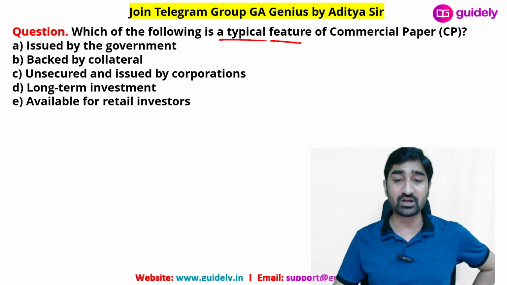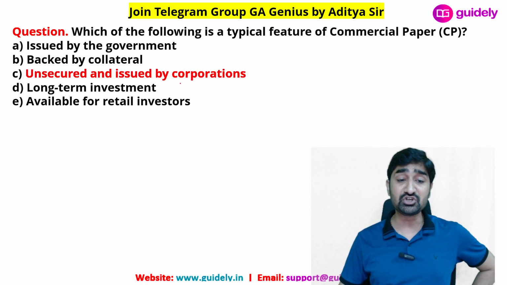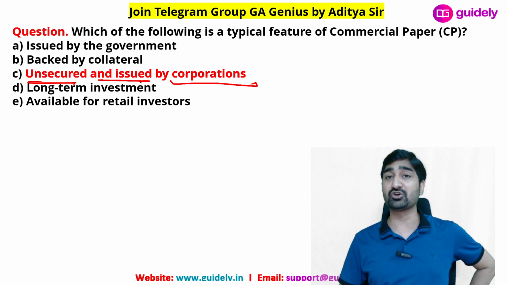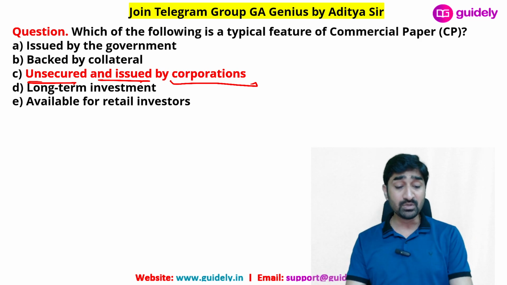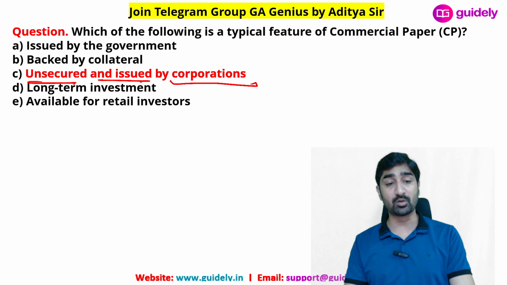What is the typical feature of commercial paper? So commercial papers are issued by corporations in India. They are unsecured debt instruments. They are not secure. They are issued by the private corporations in India. That is why commercial paper is risky. Commercial paper maturity period is 7 days to 1 year. Its amount is 5 lakh rupees, means minimum 5 lakh rupees is required for making investment into commercial paper.